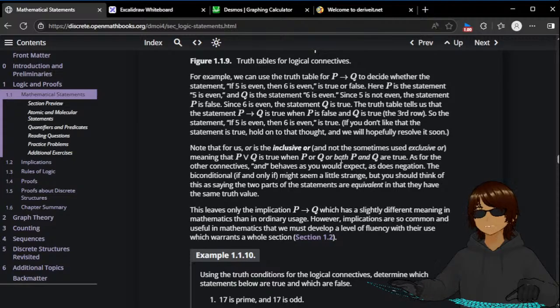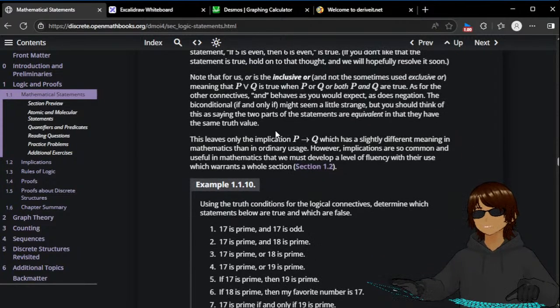As for this, it is true when P or Q or both P and Q are true. As for other connectives, and behaves as you would expect. Okay. This leaves only the implication, which has slightly different meaning in mathematics than in ordinary usage. However, implications are so common and useful in mathematics, we must develop a level of fluency with their use, which warrants a whole section.